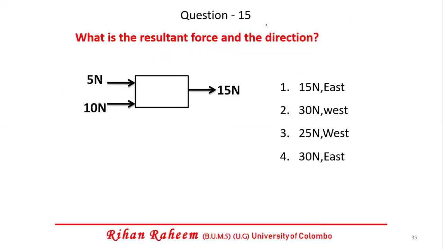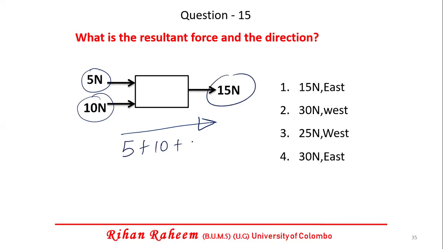Question 15. What is the resultant force and the direction? Very simple, no? Look at the directions. All are in the same direction. 5 Newton, 10 Newton, 15 Newton. Directly you can add 5 plus 10 plus 15. Totally 30 Newton towards the east direction.